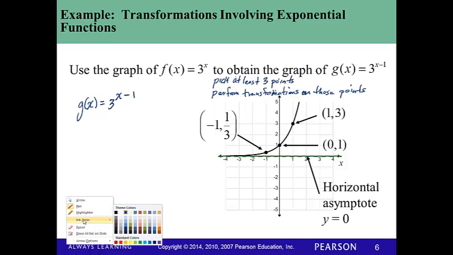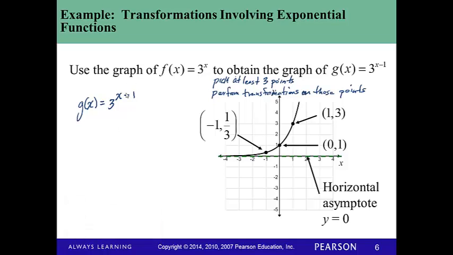So let's think back to when we did transformations. The difference between g of x and f of x is that -1. And notice that that change is on x. So it's a change on x, which means, remember, x did the opposite. If it says minus, it's telling me to go to the right. So this -1 is saying shift 1 unit to the right.